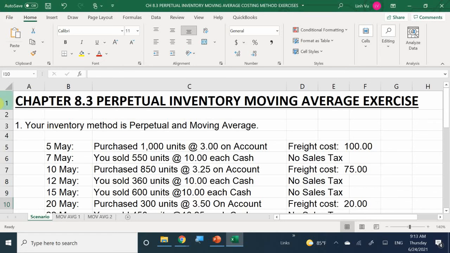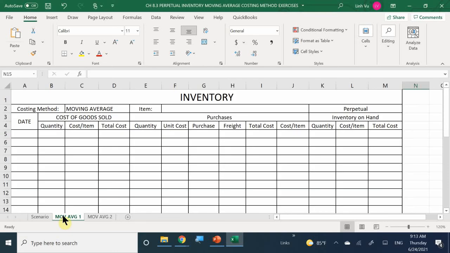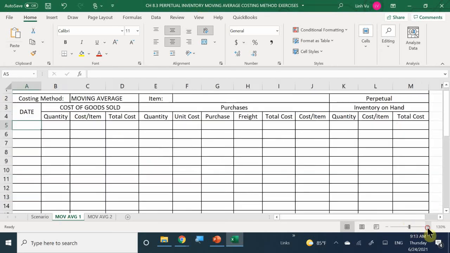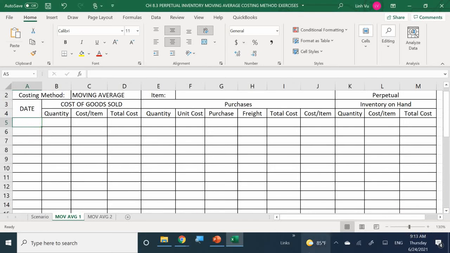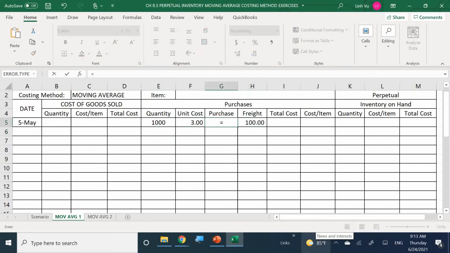May 5th, we purchased 1,000 units at $3 each with the freight costing you $100. So the calculations in the middle here for the purchases are the same. But once again, let's just dive into our example and go forth from there. Okay. So once again, it is May 5th, right? We're going to skip our cost of goods section here and go directly into my purchases.